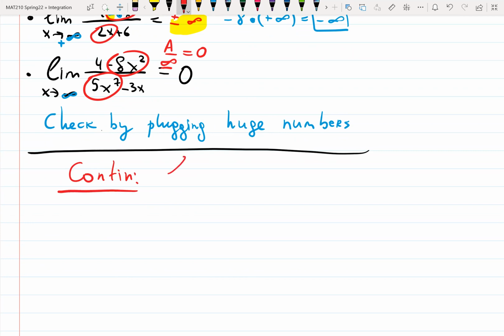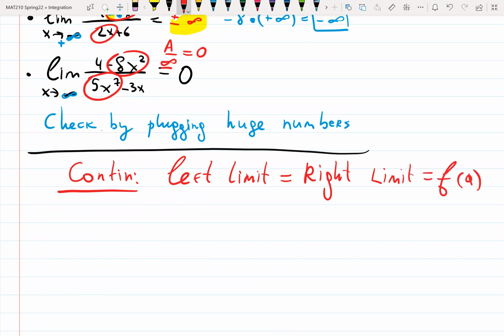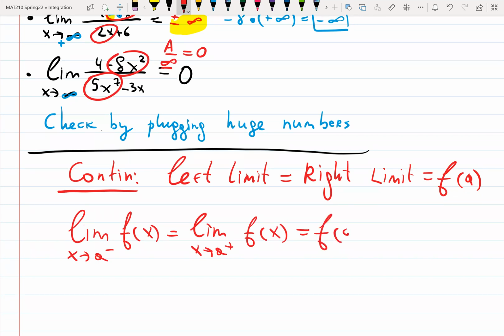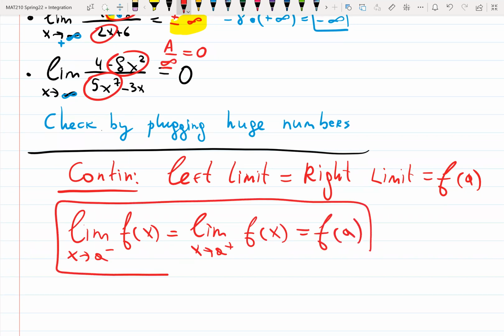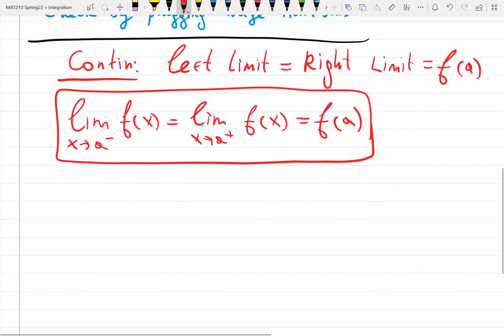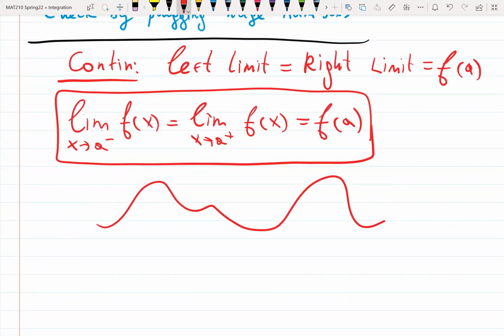Continuity had a formula that the left limit should match the right limit, and f at that point. So it was the limit as x approaches a from the left of f of x equals the limit from the right, and f at a. That eliminates any holes. That was the definition of continuity. Or in general, you don't take the pencil off the paper for the function to be continuous.